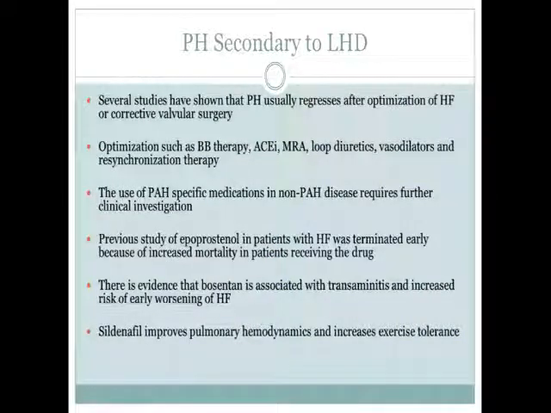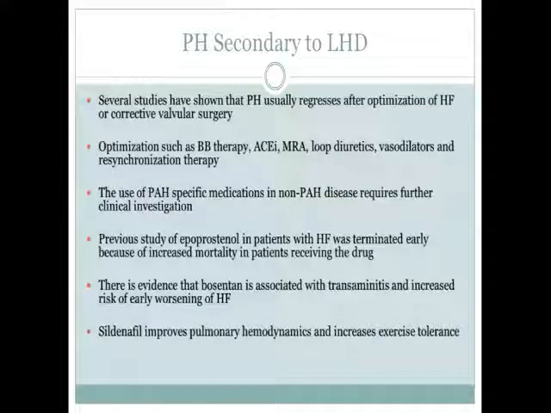In terms of these medications used for patients with group 2 PH, there really isn't any sort of good evidence, and it does require further investigation. There have been some studies using these medications in patients with heart failure. There have been previous studies with epoprostenol in patients with heart failure that ended early because of increased mortality.